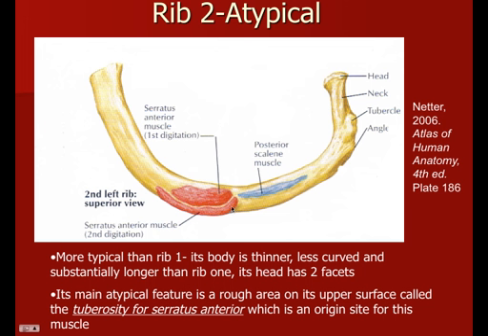Okay, so you should know by now that serratus anterior does have an attachment to ribs, right? So this second rib actually has a specific raised area on the rib for the attachment of serratus anterior. So that's the main thing that makes it atypical. In some texts you're going to see it still labeled as atypical, because this is not that substantial to make it different from the other ribs.